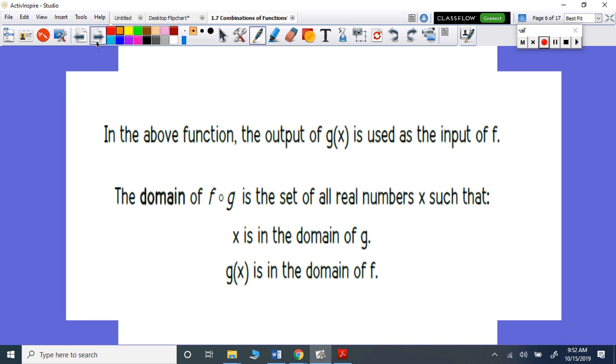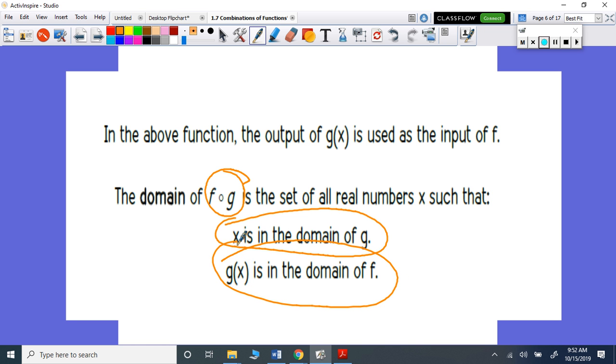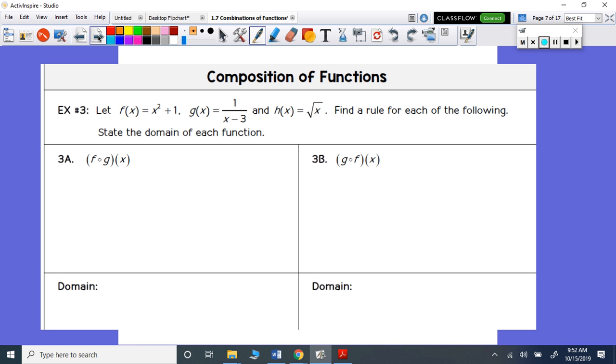In that last graphic, the output of g of x is the input of f. The domain, this is not going to say fog. That little 0, it's not a 0, it's not an O, it's the composition math symbol. The domain is the set of all real numbers x, such that x is in the domain of g, and that function is in the domain of f. When we start looking at it, it will be a little clearer. But these are what the problems look like.